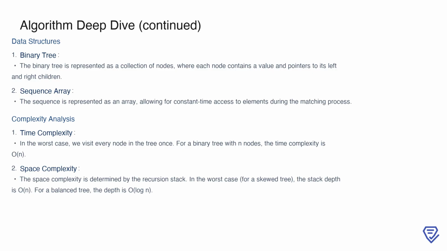In terms of complexity, the time complexity is O(n), where n is the number of nodes in the tree. This is because, in the worst case, we may visit every node once. For space complexity, the primary factor is the recursion stack depth. In the worst-case scenario, such as in a skewed tree, the stack depth is O(n). For a balanced tree, the depth is reduced to O(log n), reflecting the height of the tree. Together, these considerations highlight the algorithm's efficiency and scalability for this problem.